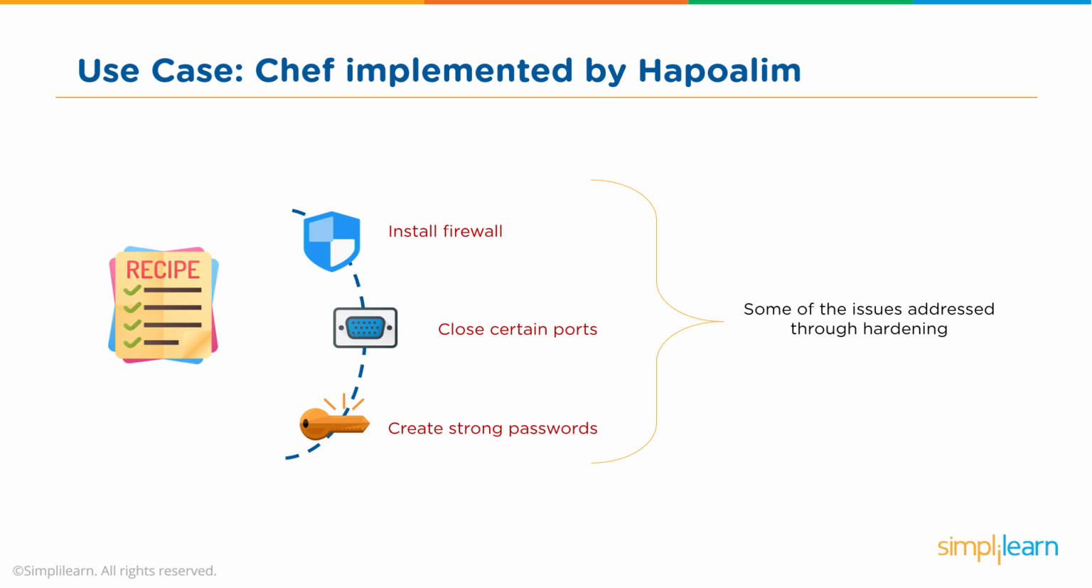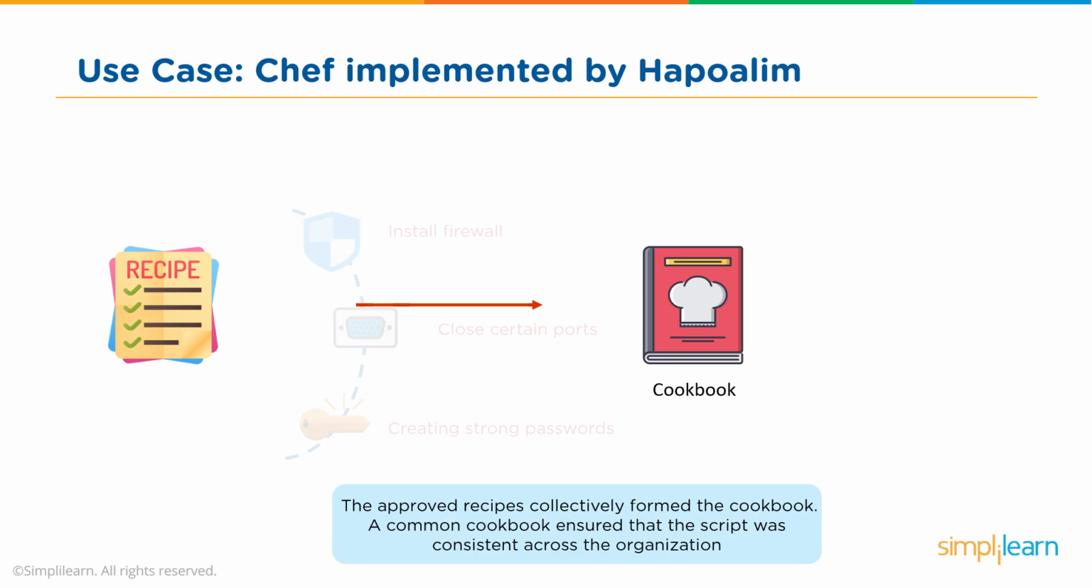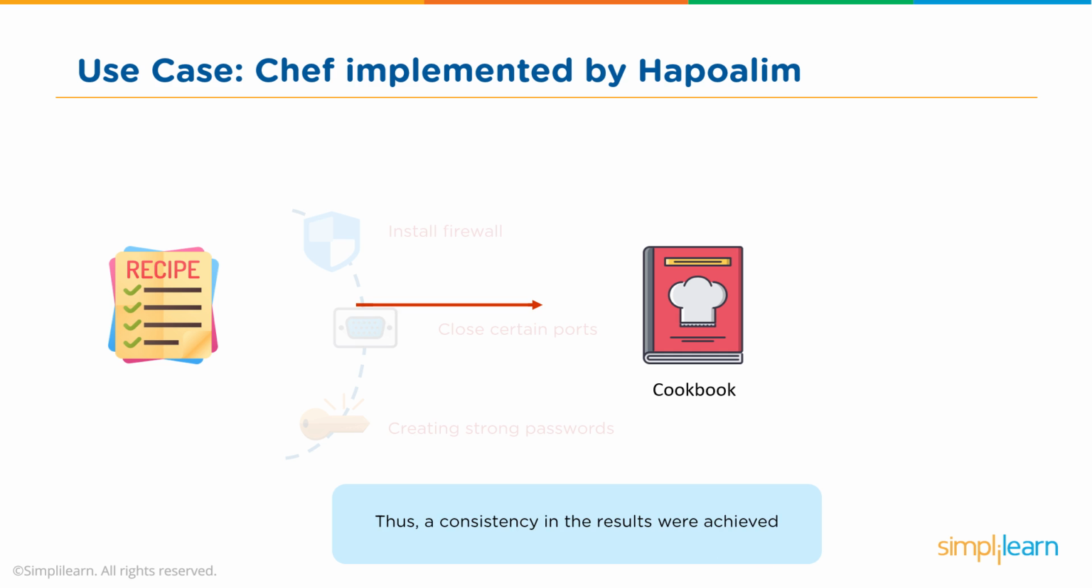It didn't matter what kind of environment that Hapoalim had, if certain ports need to be closed, or if a firewall needs to be installed or modified, or if custom strong passwords had to be created. All of this could be done using the recipes that Chef offers. And once those recipes had been finalized, they could be packaged into a common cookbook that could then be deployed to the entire network, ensuring a consistency in results for the company.